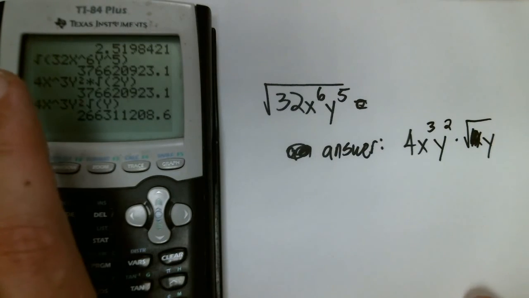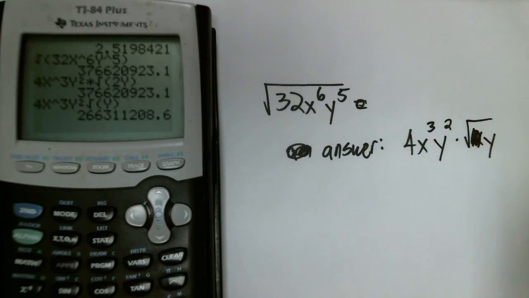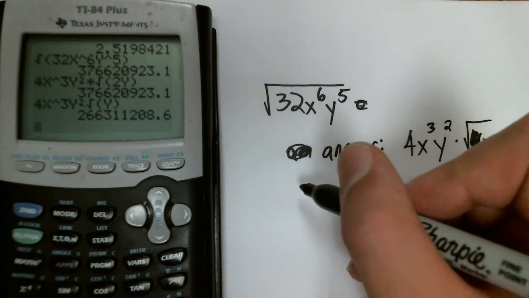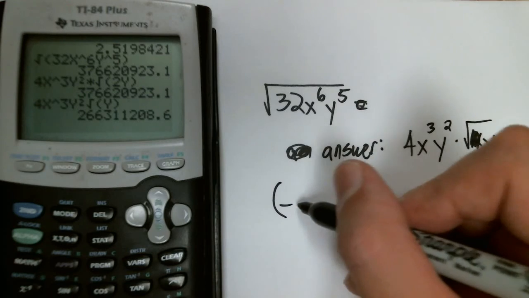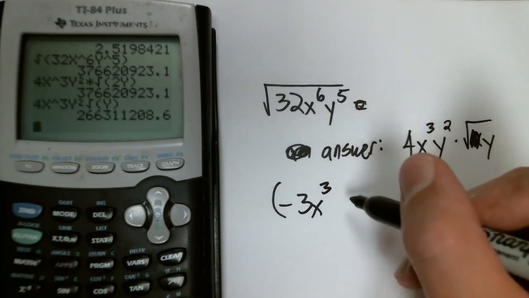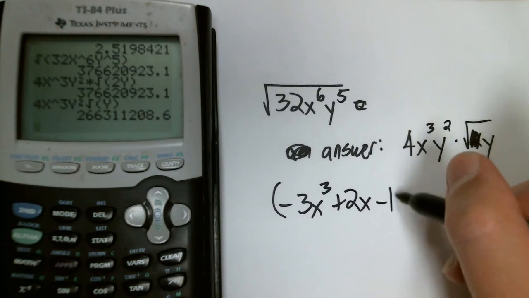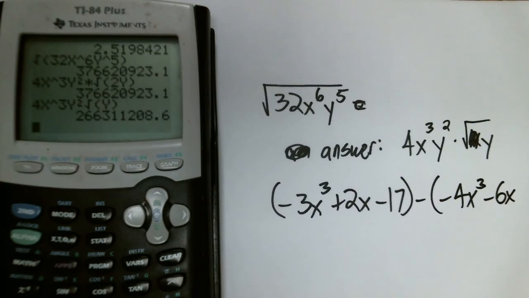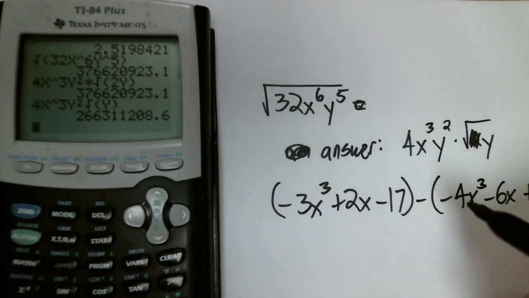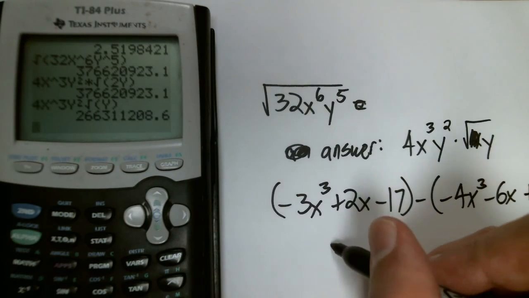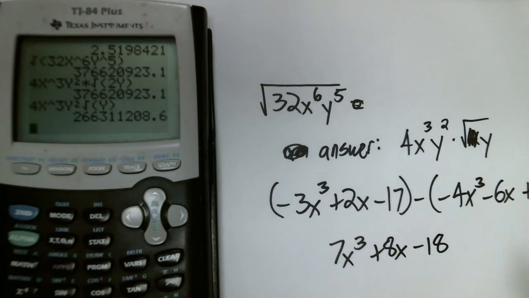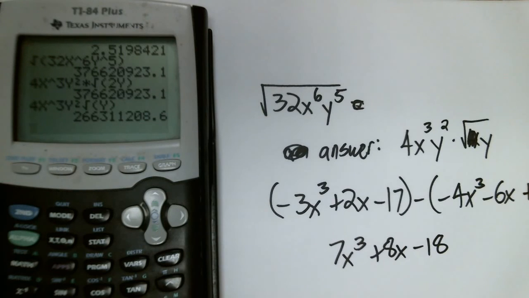Okay, this pertains to polynomials. Let's say we're adding polynomials, combining like terms. Let's say I have something like this. Negative 3x cubed plus 2x minus 17 minus negative 4x cubed minus 6x plus 1. Again, I'm not going to go through how, let's say that we thought that the correct answer was 7x cubed plus 8x minus 18. Okay, let's type in the original problem.